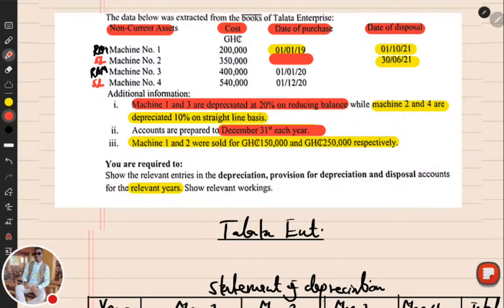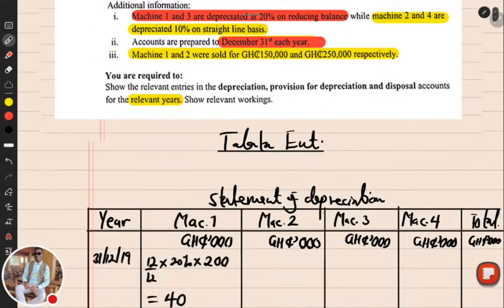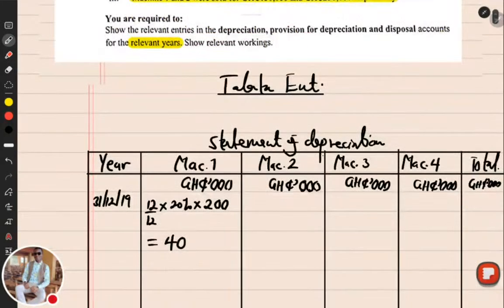30th June 2019. So that means that in the year 2019, we have used machine 2 for just 6 months. We started using it on 1st July up to 31st December 2019. So we use it for 6 months. So if that is the case, 1 month ownership, 1 month basis, we'll have the year as 6 over 12. And remember, here we are using the straight line method.